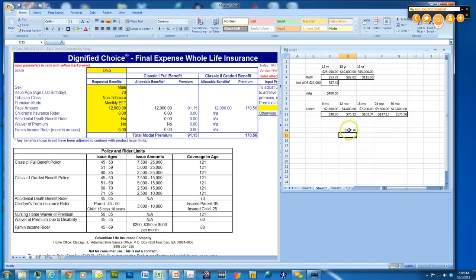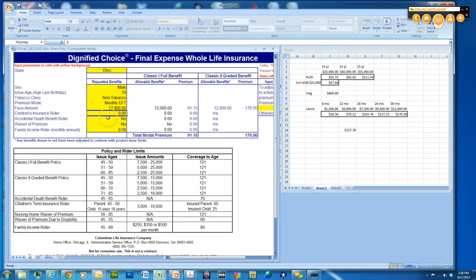Yes. Now, can Lance have accidental also or no? Let me see. Oh, you're right, he can. So he can do the same thing. He can double the benefit. Oh, no, it says not available. You know why? Because of his age. It's not allowable because he's too old. If he were younger, then he could probably get it.